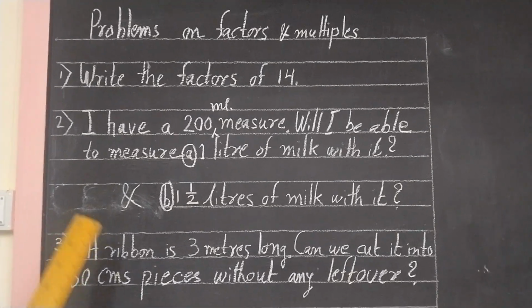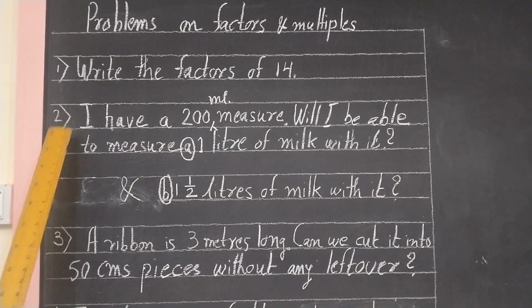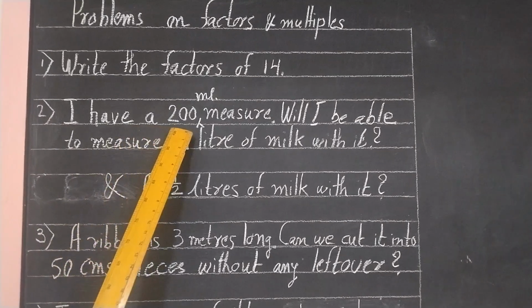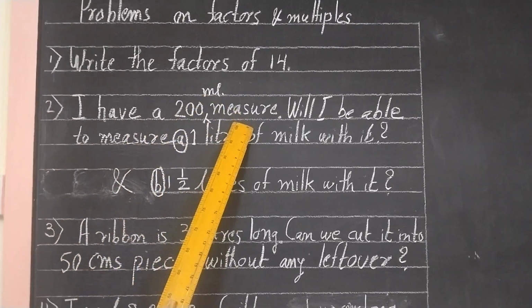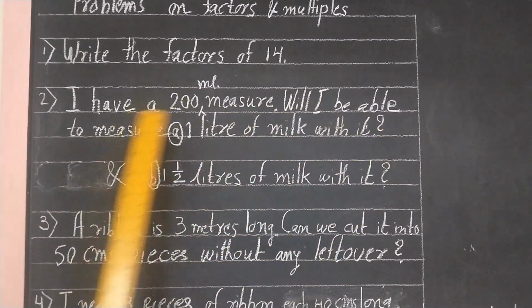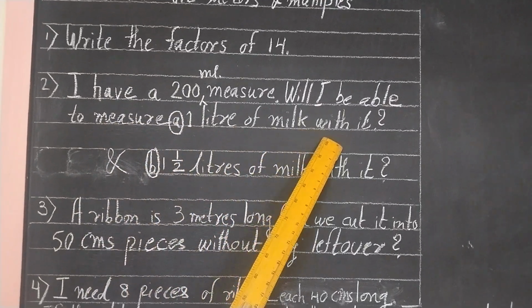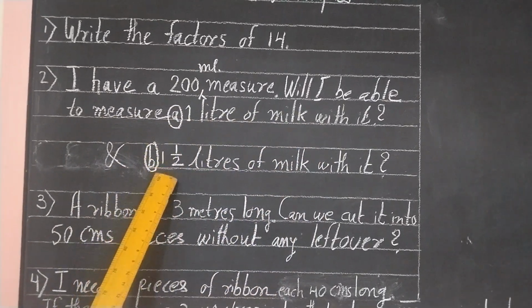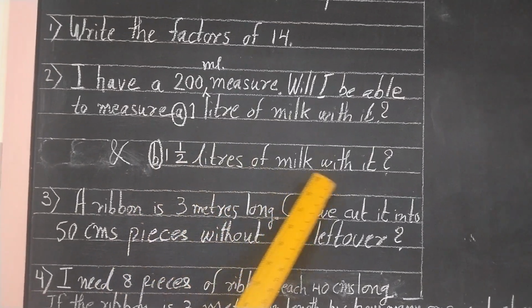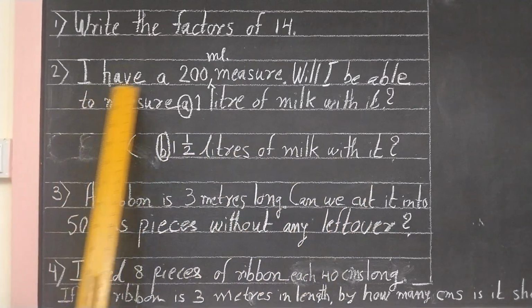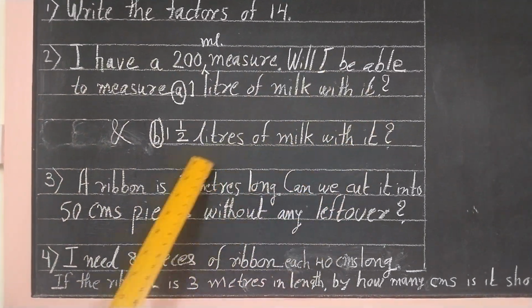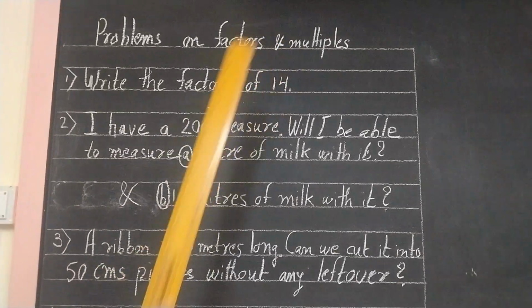Now let us come to problem number 2. I have a 200 ml measure. Will I be able to measure A, 1 liter of milk, and B, 1.5 liters of milk with it? Now this is a word problem in factors and multiples.